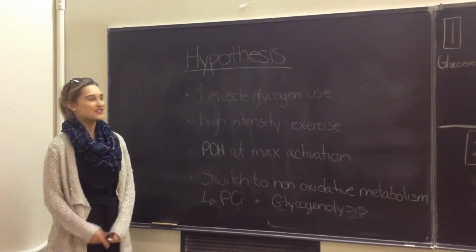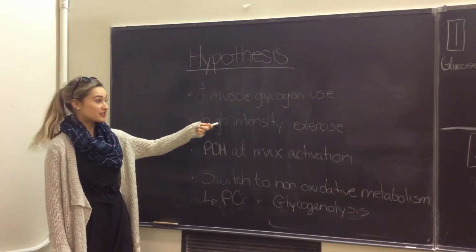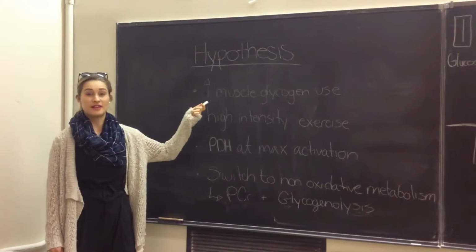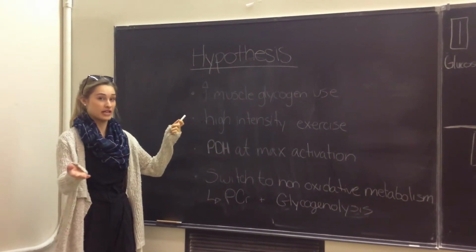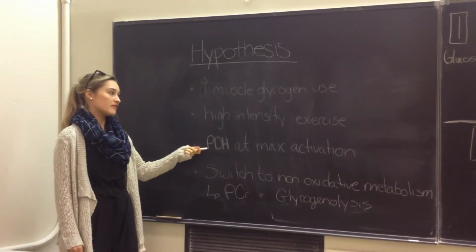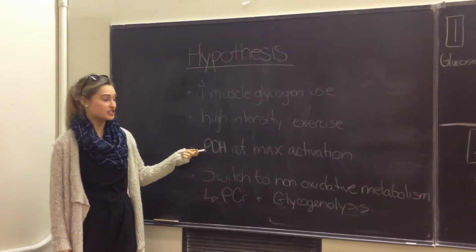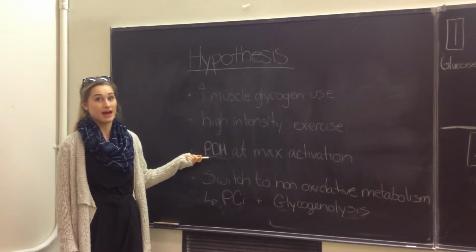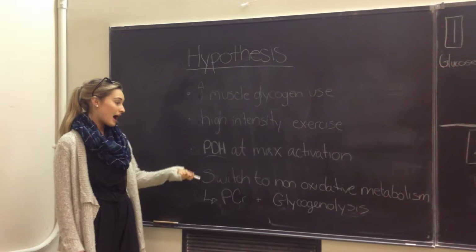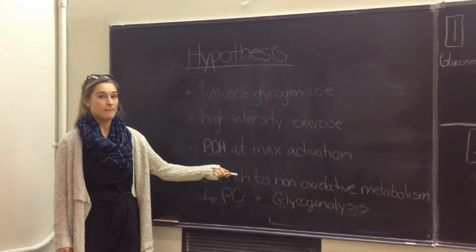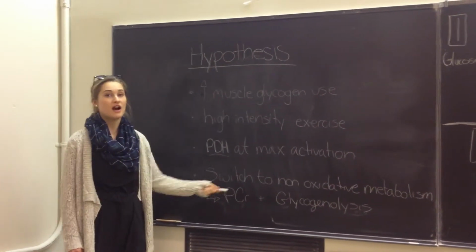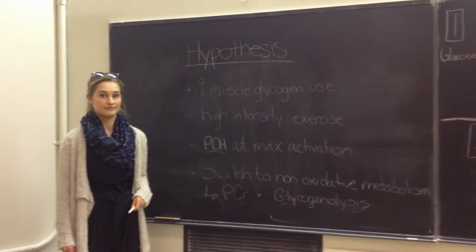Alright, our hypothesis is that when exercise intensity increases, our muscle glycogen use goes up, just like we said in our problem. However, we believe that the reason we start using more muscle glycogen is because PDH is at a maximum activation, which causes our body to switch to non-oxidative methods of metabolism, such as PCR and glycogenolysis.